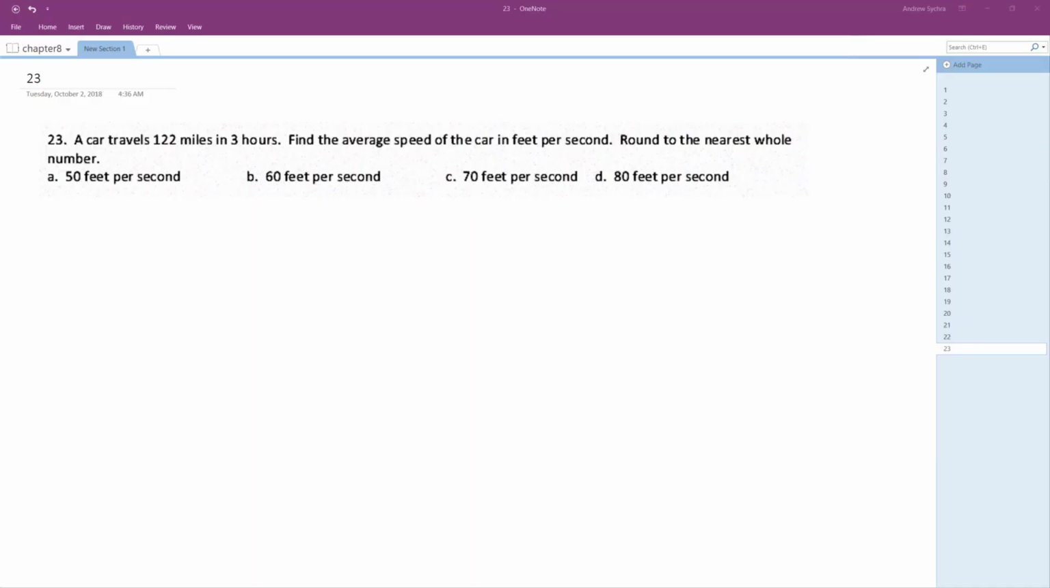A car travels 122 miles in 3 hours. Find the average speed of the car in feet per second. Round to the nearest whole number. Feet per second.